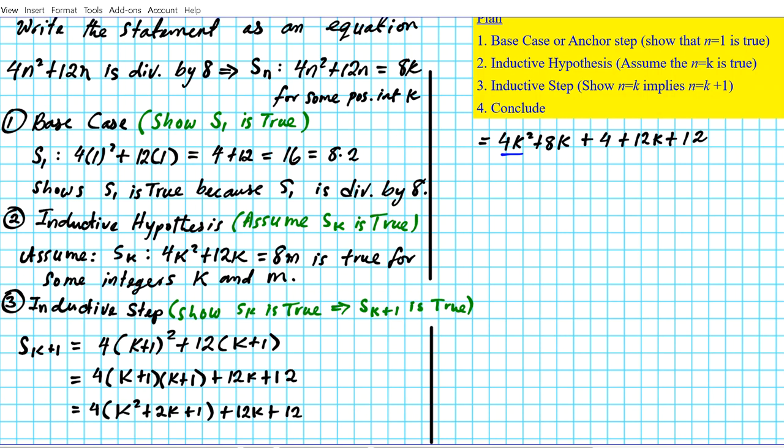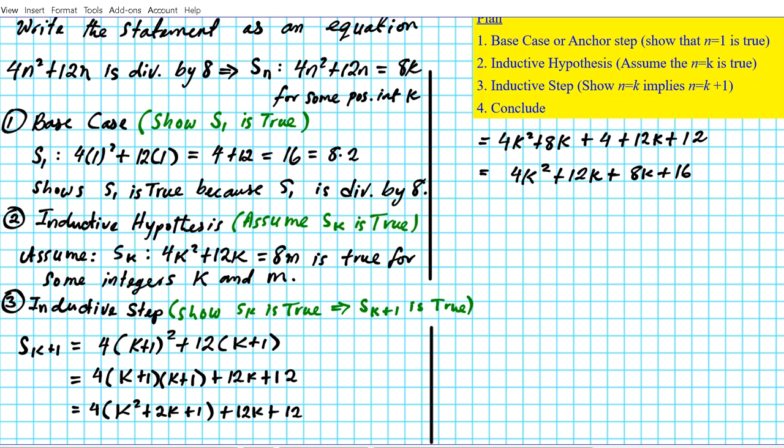Okay. All right. So if we rewrite, we're going to have 4k squared, and then commute 12k over here, plus 12k, and then we're left with what? We're left with 8k plus 4 plus 12. 4 plus 12 is 16. Okay. Bam. All right.